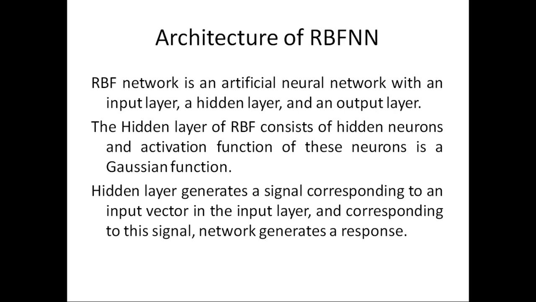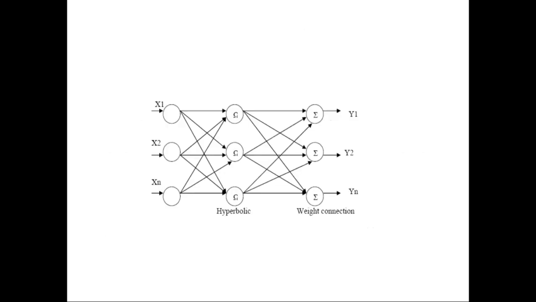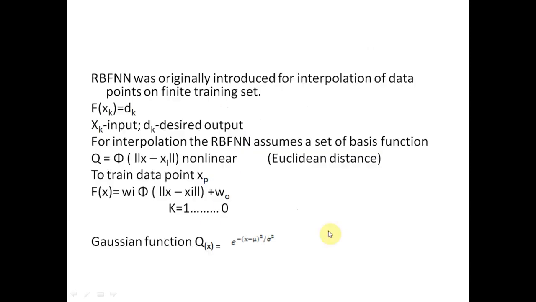Now the hidden layer generates a signal corresponding to an input vector in the input layer, and corresponding to the signal the network generates a response. Now you can tell me where this activation function is. This activation function is in the hidden layers only. It is an exponential function, e to the power minus something.